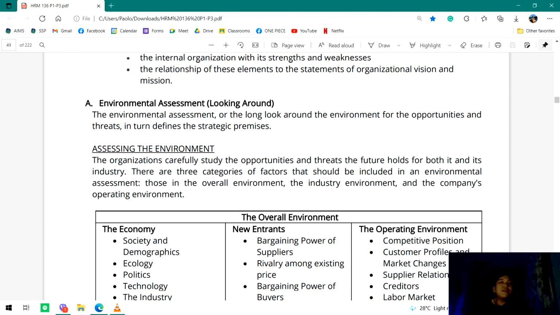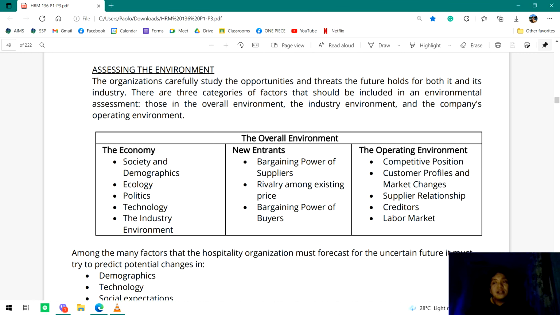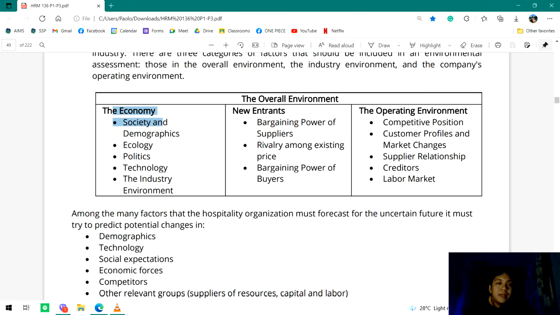Ayan. So first, assessment tayo dun sa ating environment or dun sa ating external environment. And sa external environment natin, may mga factors tayo to consider like the economics, the new entrants or our competitions, and the operating environment or yung parang pinaka-industry natin. Ito yung mga kailangan ninyong i-consider or kailangan ninyong i-assess before you try to plan for your service design.